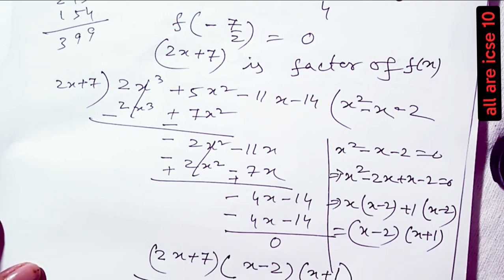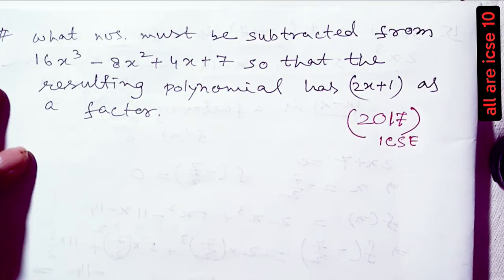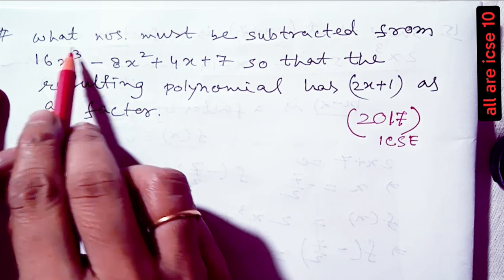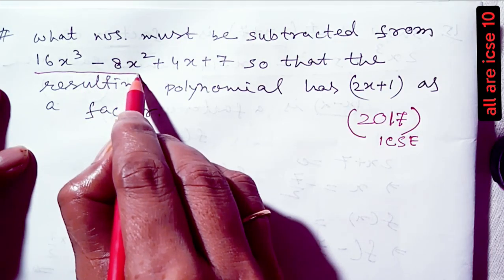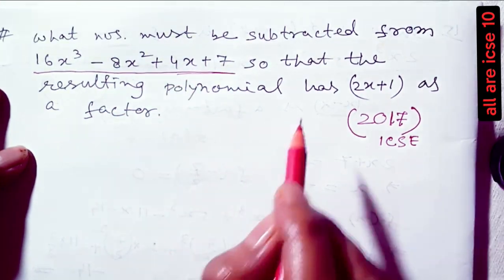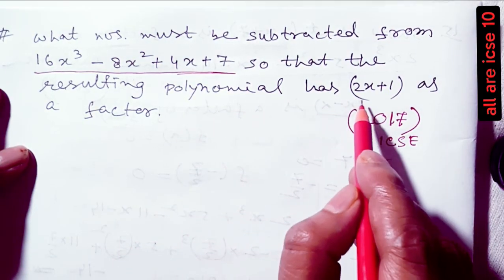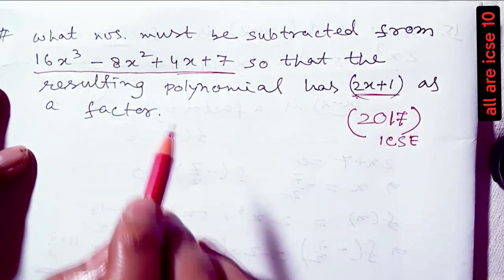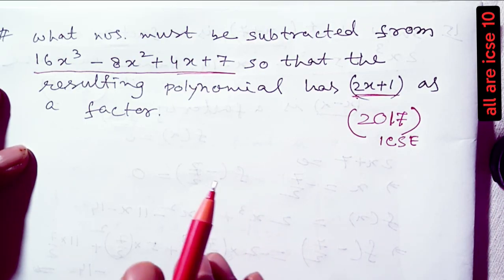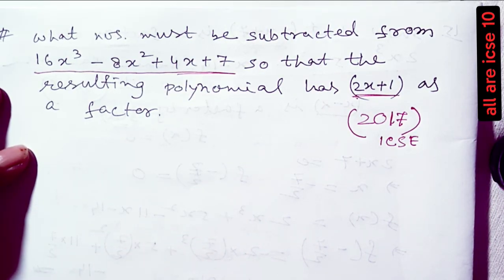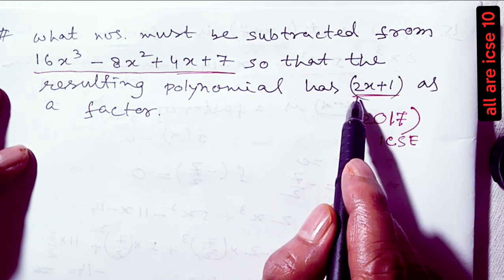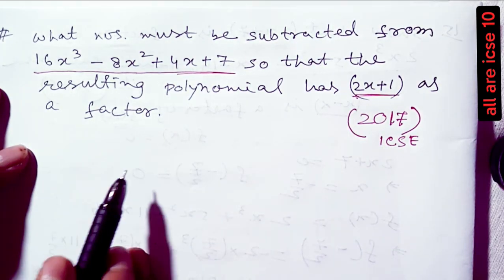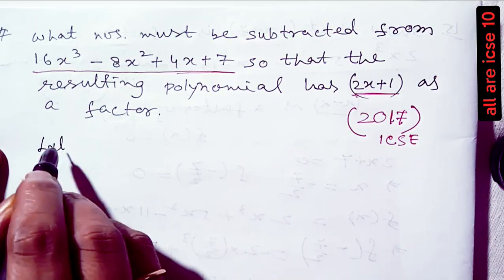This question is from the 2006 ICSE board. Now what number must be subtracted from 16x cube minus 8x square plus 4x plus 7 so that the resulting polynomial has 2x plus 1 as a factor? Meaning find what number must be subtracted from a polynomial so that the given linear polynomial will be a factor of it. Let us start from here.